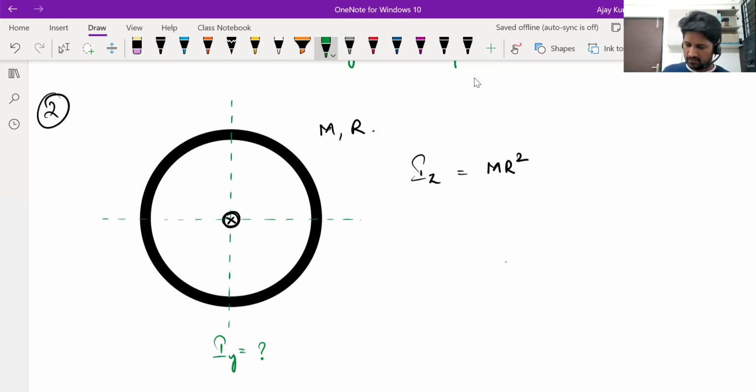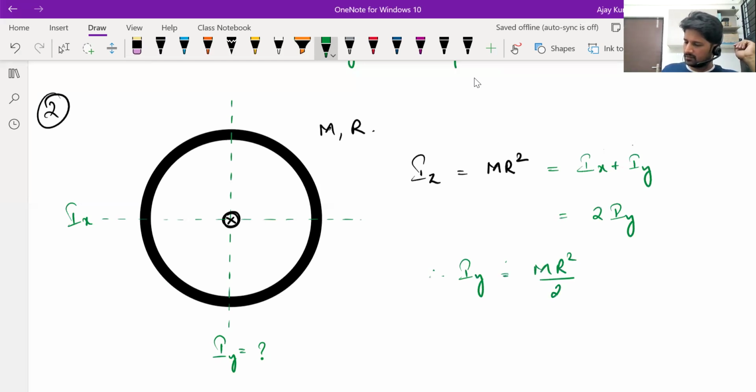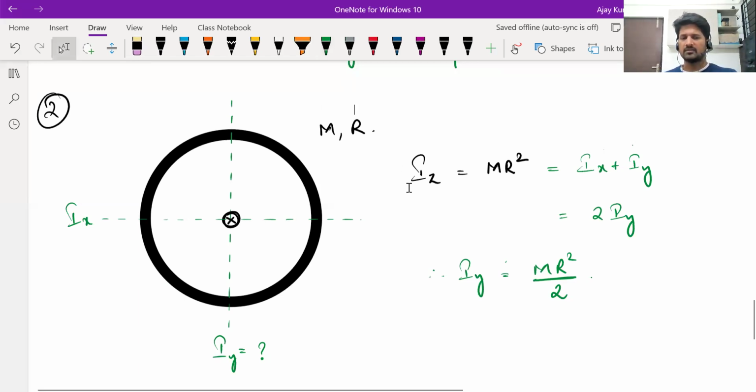What you want is Iy. Consider the x-axis also, and the distribution of mass about the y-axis is the same as about the x-axis. So Iz is equal to Ix plus Iy, and these two are equal, so you can write it as 2 times Iy. Therefore, Iy becomes mr square by 2. So for a ring, about its own diameter, the moment of inertia will be mr square by 2. Saket, is this clear? Yes, sir.